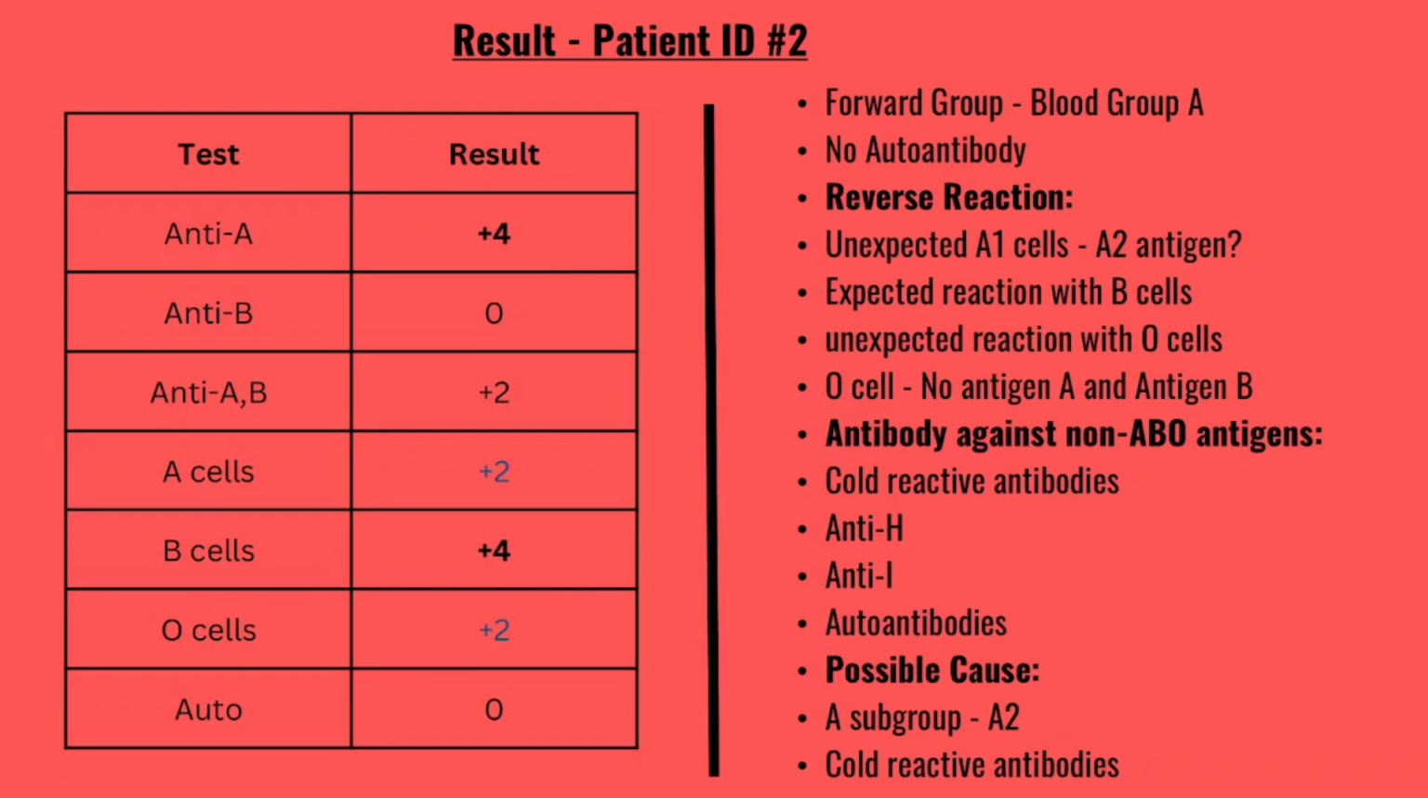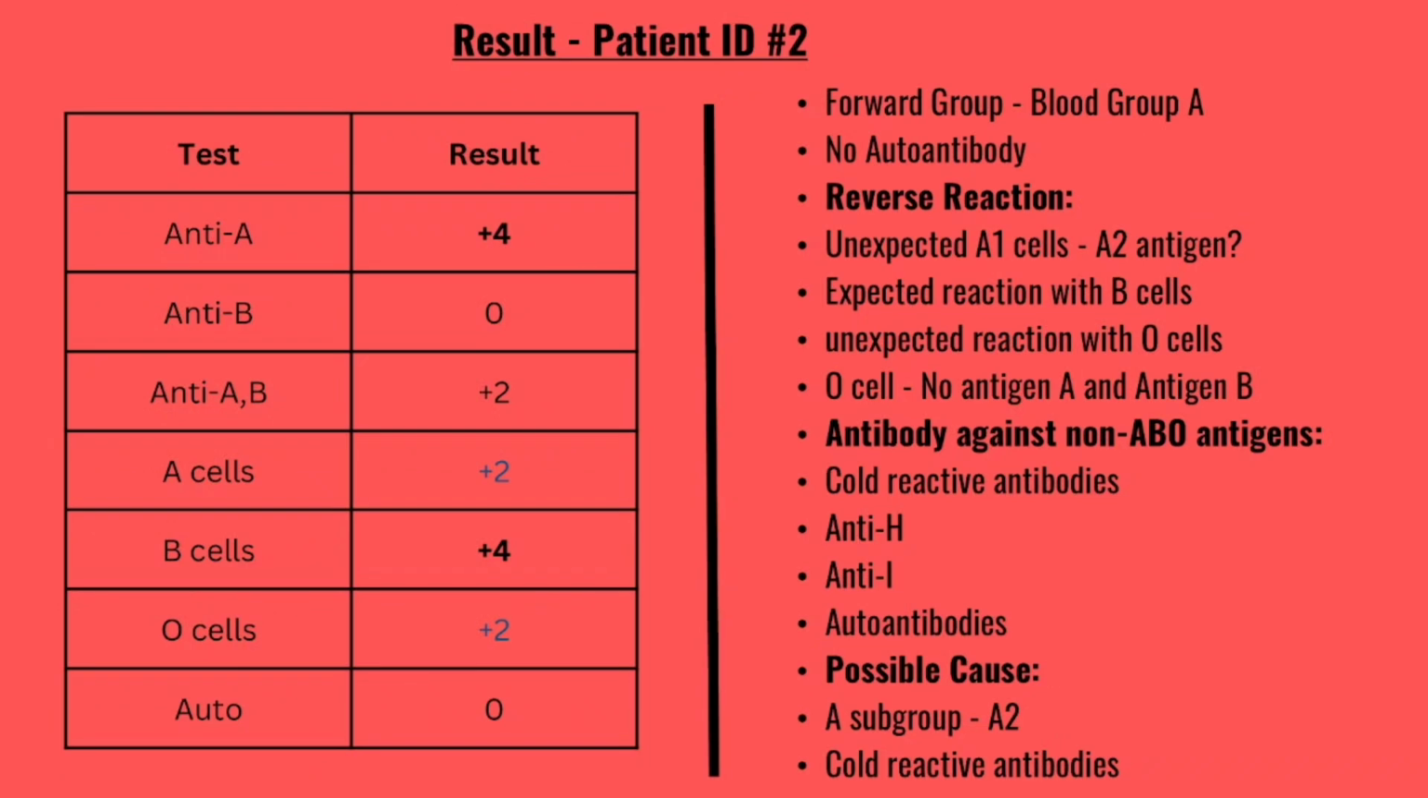Even though I don't think that is the problem here. That's why I put a query, a question mark. Is it possible that this patient is A2 subgroup? Now, of course, we expected a reaction on B cells, which is fine, so it's not a problem. Then there is an unexpected reaction with O cells, like I've mentioned. That shouldn't really be the case. Why? Because O cells do not have any antigen A or antigen B, so that shouldn't create a reaction there. Having said that, what then could be the problem?